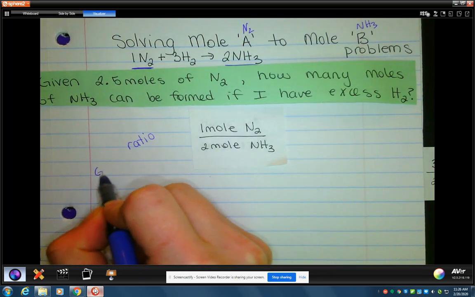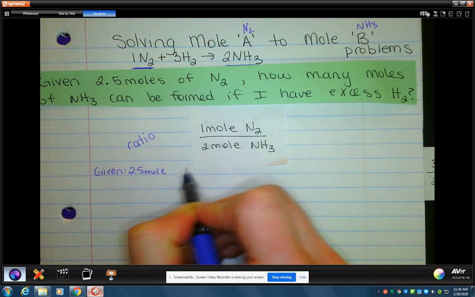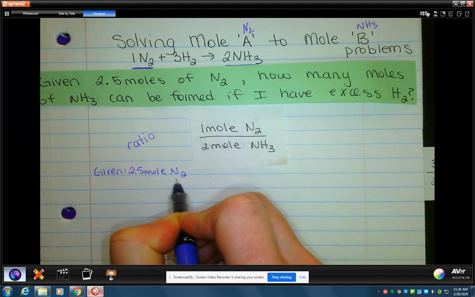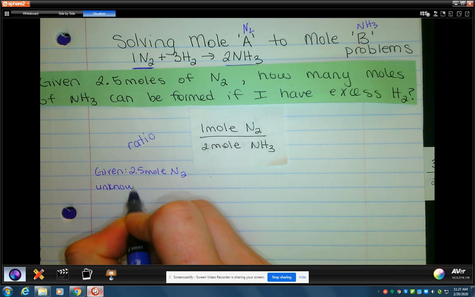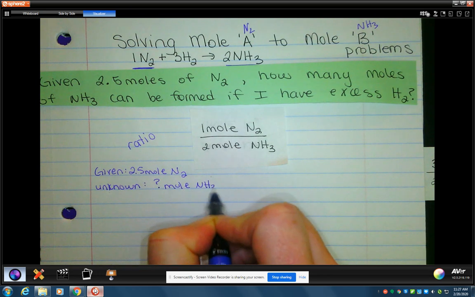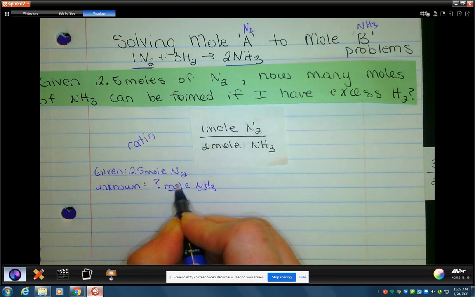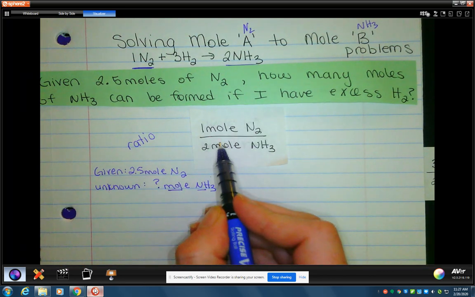Okay, so I'm just going to write down given 2.5 moles of N2. This is very important that you include your chemical now. What I'm looking for is my unknown, and I'm looking for moles of NH3. Also important to include the unit and the chemical. There's my given, my unknown, and there's my ratio.